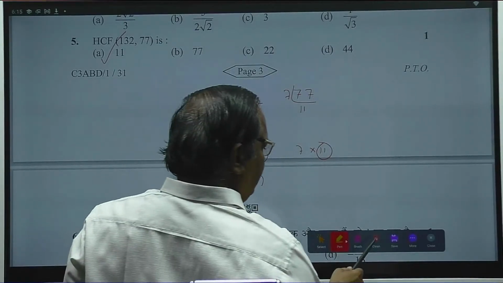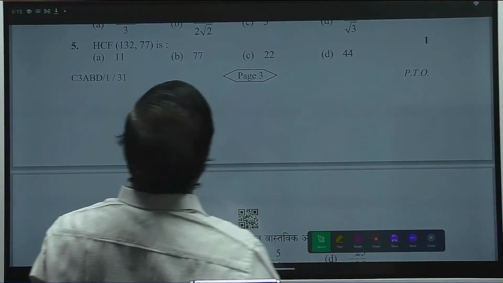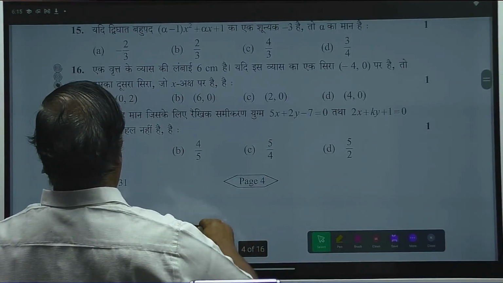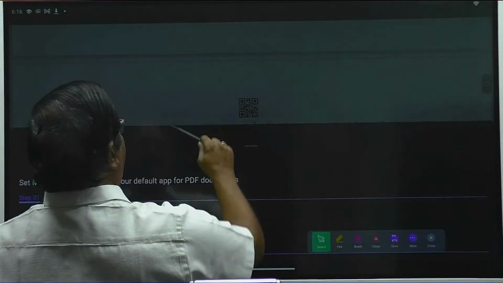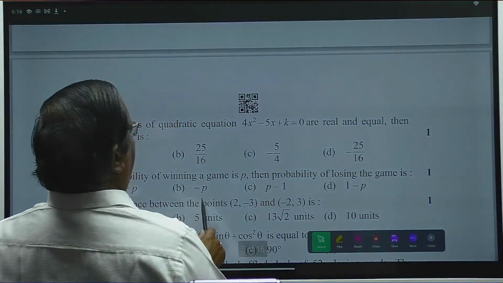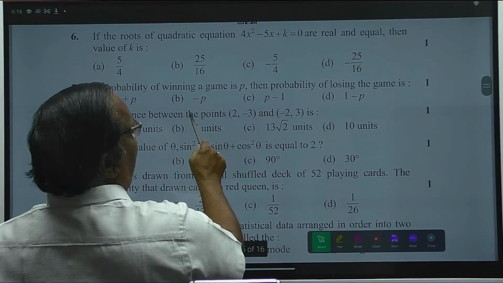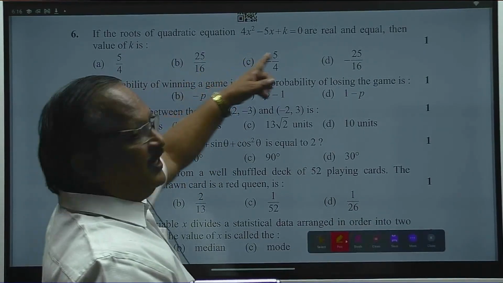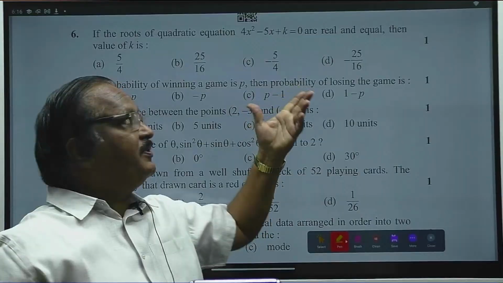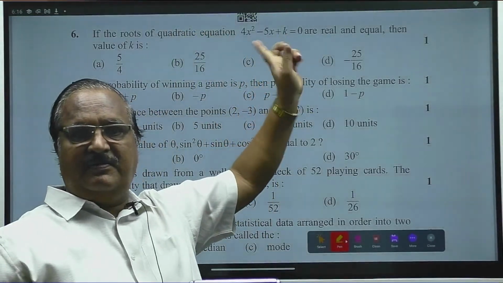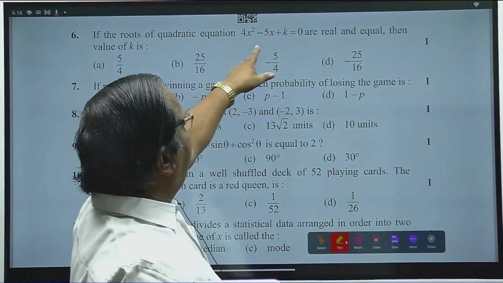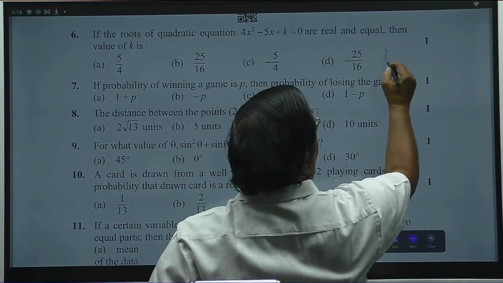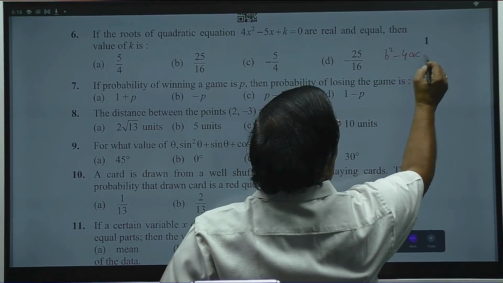Right? So now let us go to question number 6. The roots of quadratic equation. Question number 2 has come from quadratic equation. Okay. The roots of the quadratic equation are real and equal. So then the value of k. So whenever it is real and equal, b square minus 4ac is equal to 0.